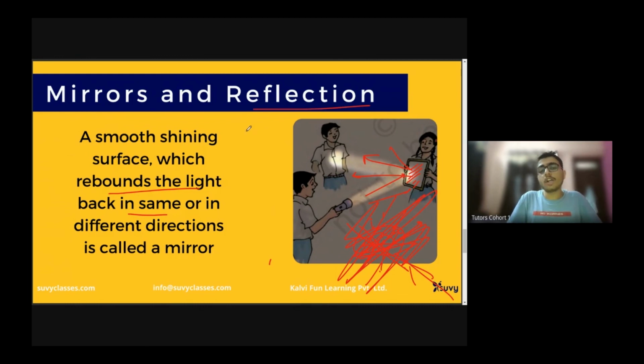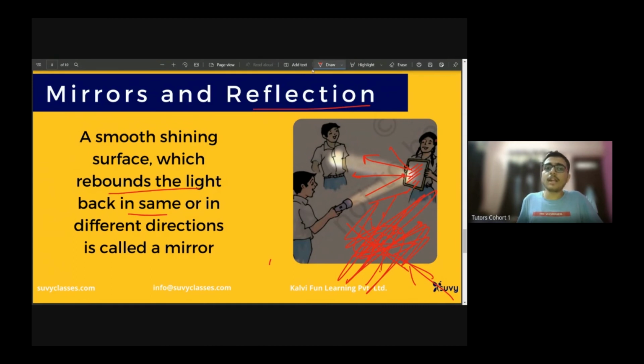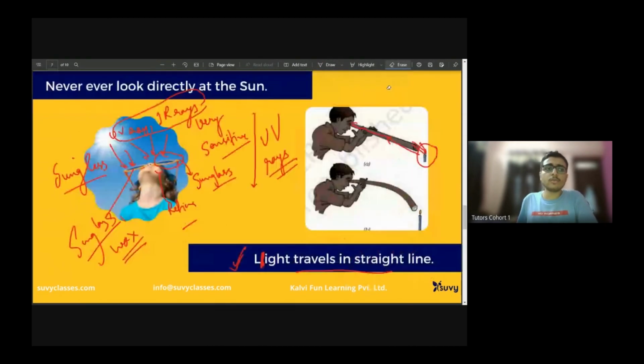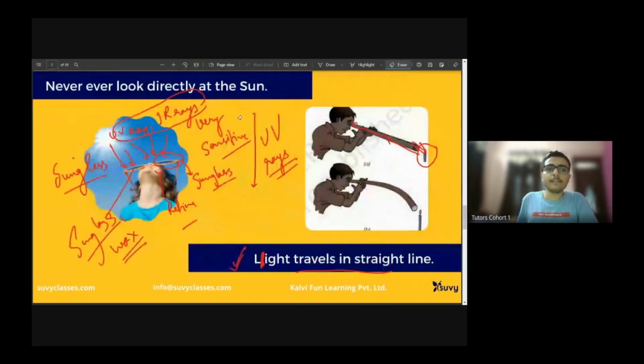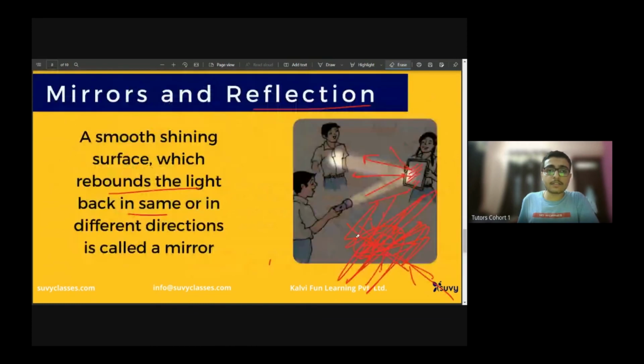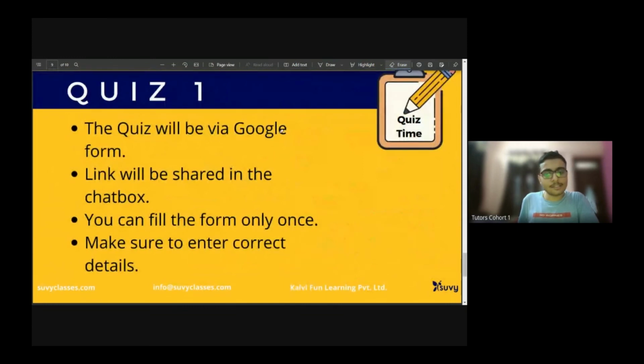Then we came to the topic after shadows: never look at the sun. Then we came to the pinhole camera. Then never look at the sun directly, then light travels in a straight direction. Then we talked about mirrors and reflection. And this brings us to the end of today's lecture and a small quiz for you children.